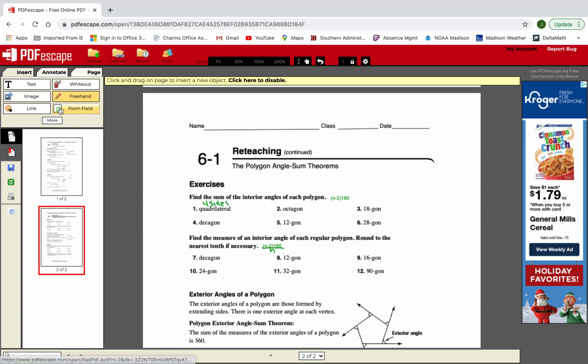An octagon, hopefully we know that that has 8 sides. An 18gon has 18 sides. 28gon has 28 sides. 12gon has 12 sides. A decagon, do you guys know this one? A decagon has 10 sides.